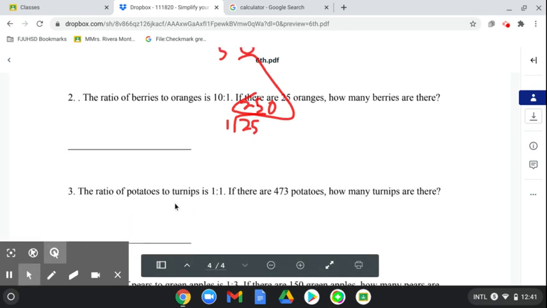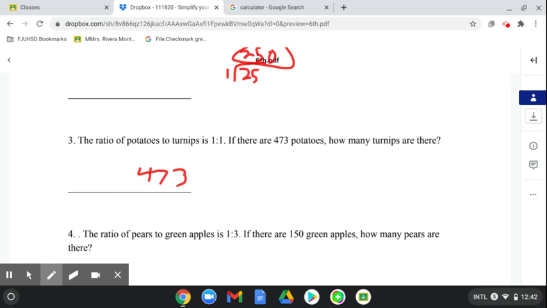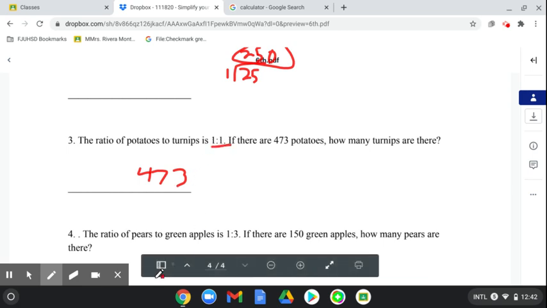Okay. And then this last question is just the ratio of potatoes to turnips is 1 to 1. If there are 473 potatoes, how many turnips? So then you divide 473 by 1, which is 473. Then you multiply 1 by 473, which is just 473. Because then the ratio would be 473 potatoes to 473 turnips. And if you divide both sides by 473, you get 1 to 1, which is the original ratio. Okay, and that's how you solve ratio problems.